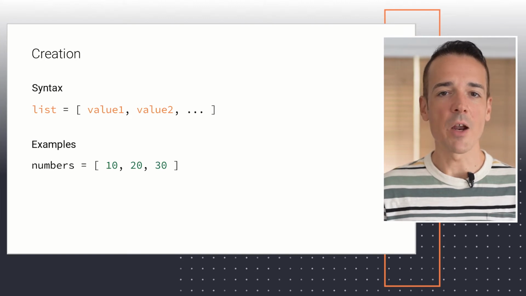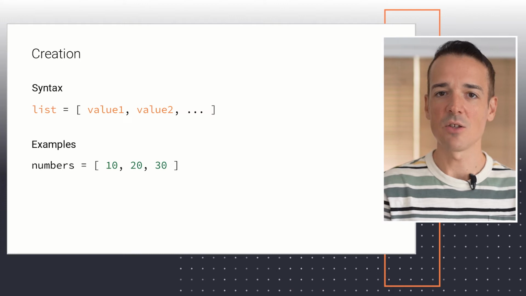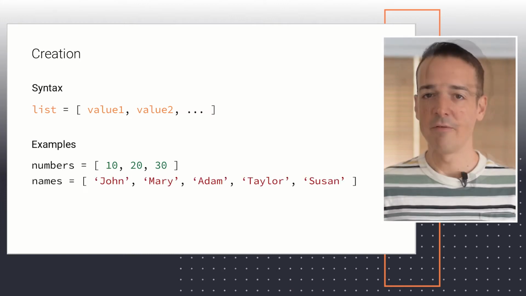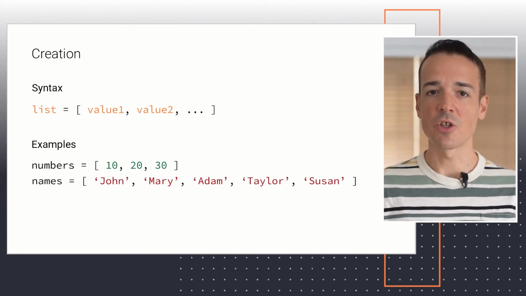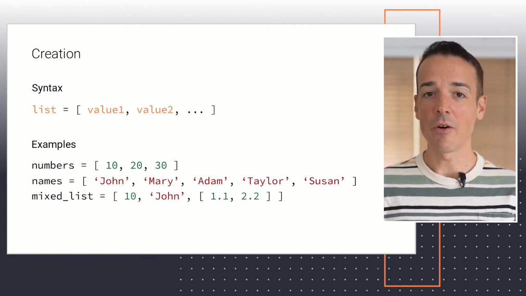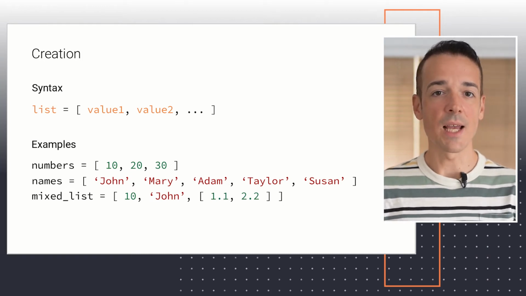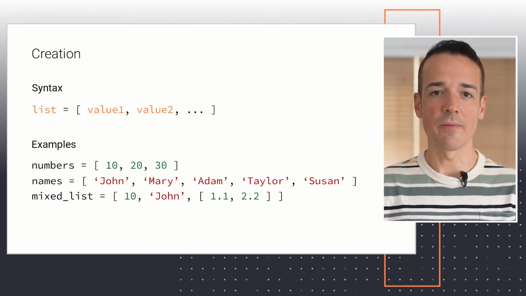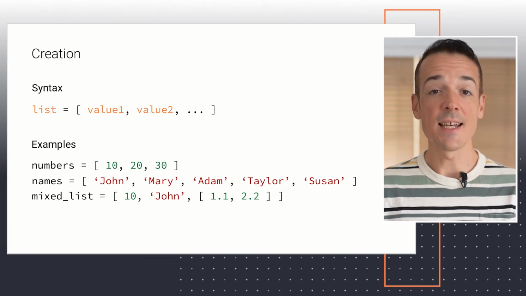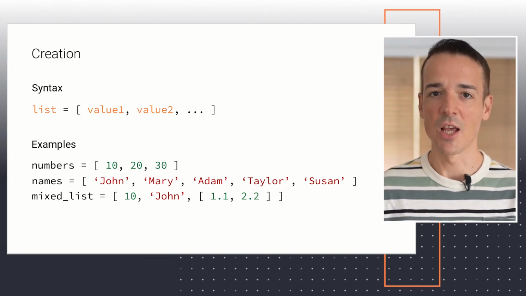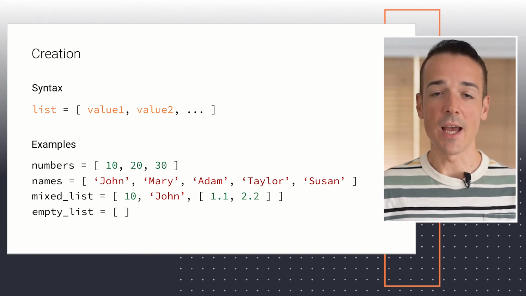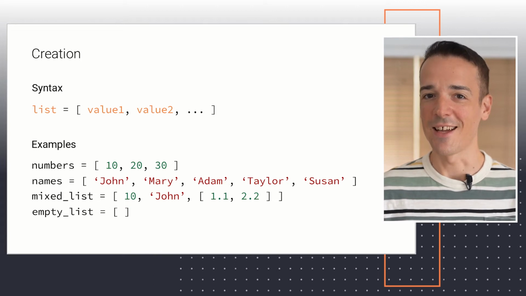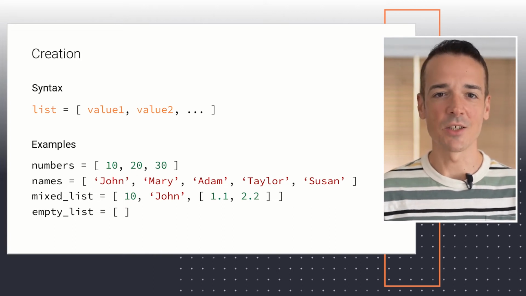In this example, variable numbers is used to save a list of 3 integer values set to 10, 20, and 30. Variable names is set to a list of strings John, Mary, Adam, Taylor, and Susan. Variable mixed list is a list of 3 elements of different types, including integer value 10, string John, and a nested list with 2 floating point numbers set to 1.1 and 2.2. Finally, variable empty list is set to exactly that, an empty list, by leaving the content of the square brackets empty.